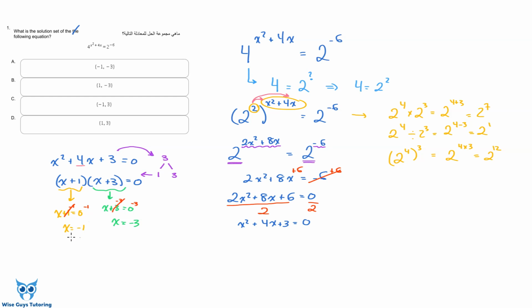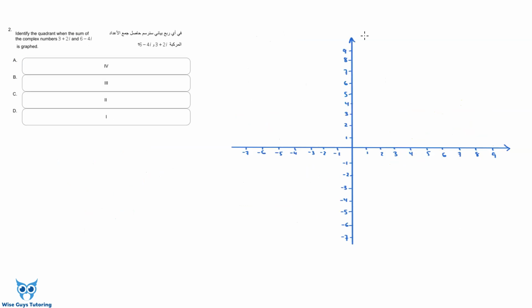Okay, now we have x is -1 and x is -3. Means that the correct answer was A. It was A all along. So if any of these topics gave you any trouble, I recommend you go back and visit our earlier videos on solving one-step equations, two-step equations, solving quadratics by factorization and things like that. So let's do question number 2.